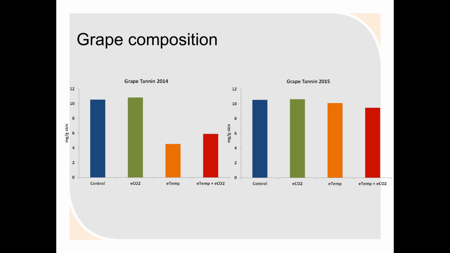So not what we would expect from elevated temperature, and we're not really sure at this point in time whether that's an effect from the carbon dioxide or not until we do more seasons to see whether that is a seasonal effect or it's actually the vines adapting to elevated carbon dioxide.